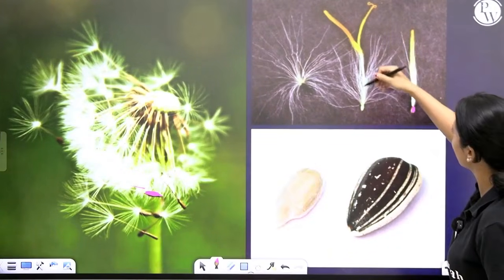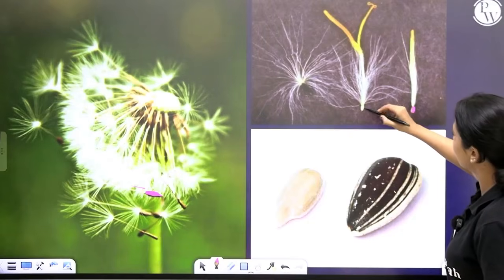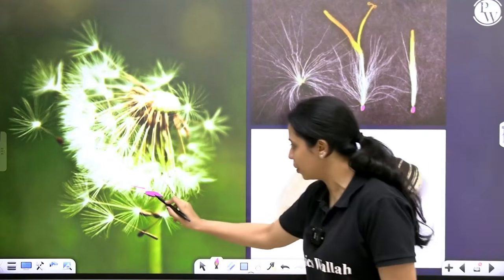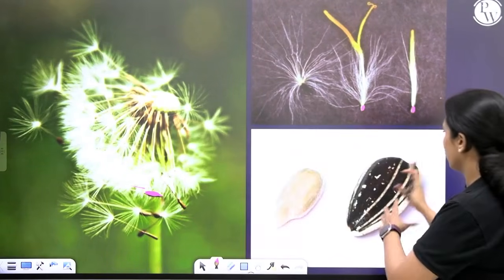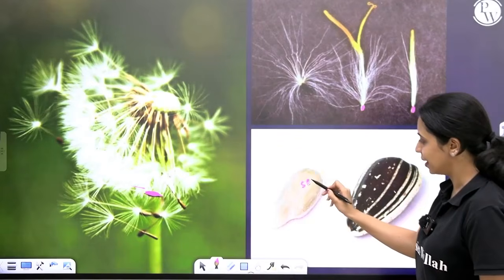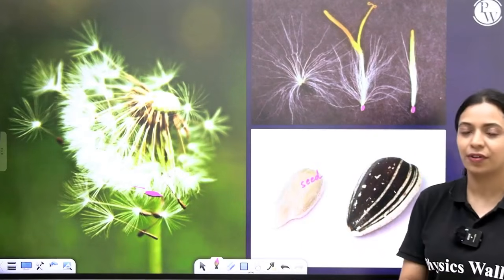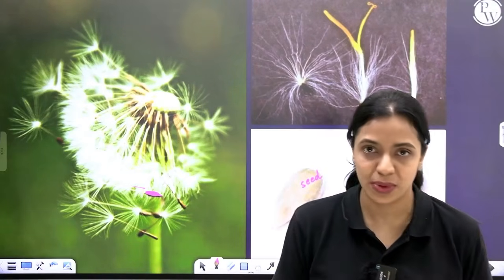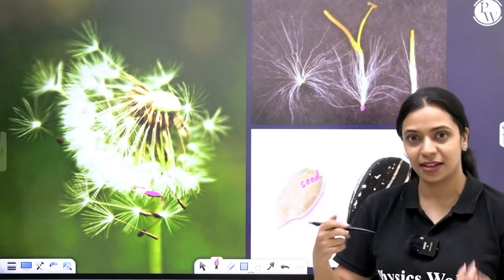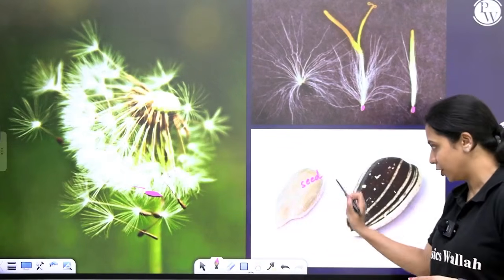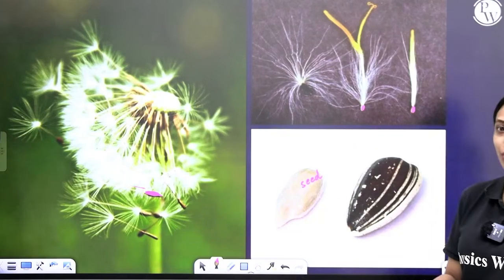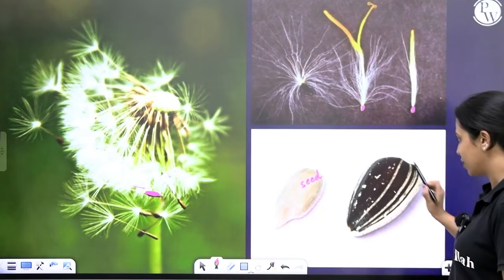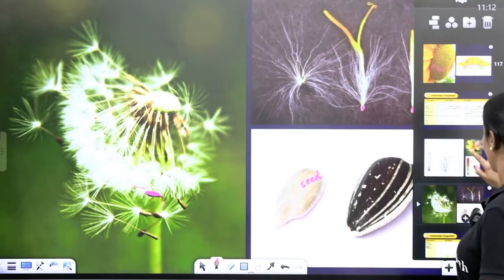You can see this is the ray floret. The disc floret. This is the fruit that forms. If you break open the fruit wall, you can see inside the seed. I'm sure you must have noticed how they add all of these sunflower seeds and pumpkin seeds inside the salads. So the sunflower seed that you eat for good fat and nutrients is obtained from this fruit called cypsela.